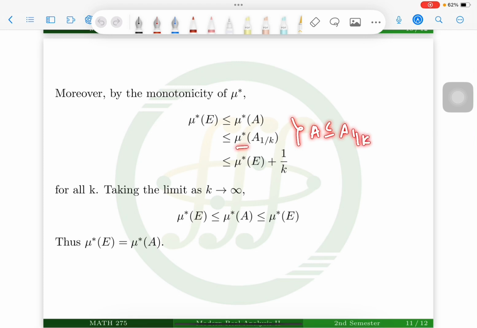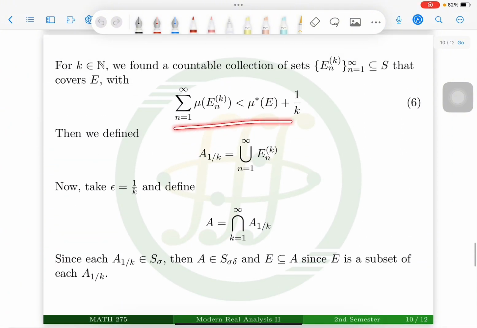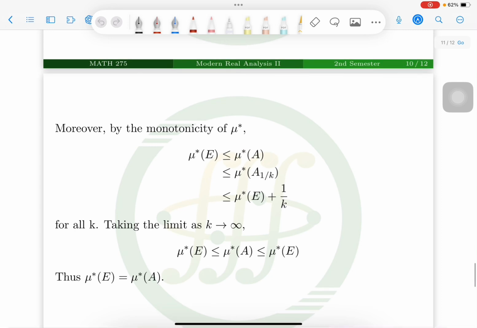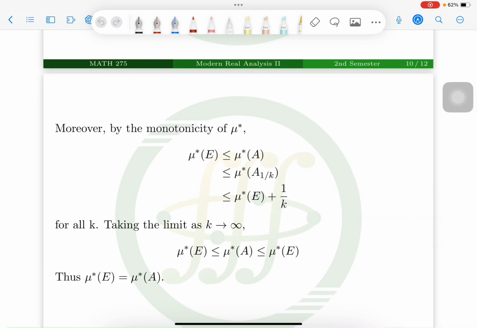So that is (1), hence less than or equal. And then, from (6), from here, the outer measure is less than or equal to this. So for all k, we have that 1/k is less than or equal to the outer measure of E plus 1/k. So, for all k.